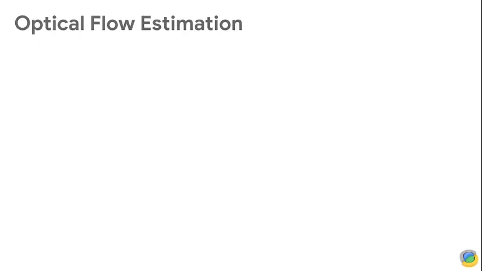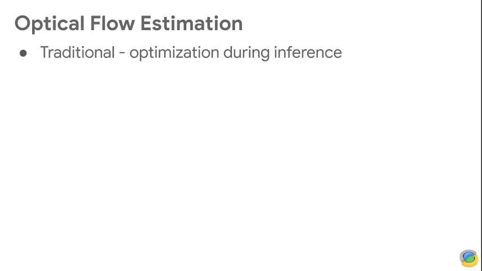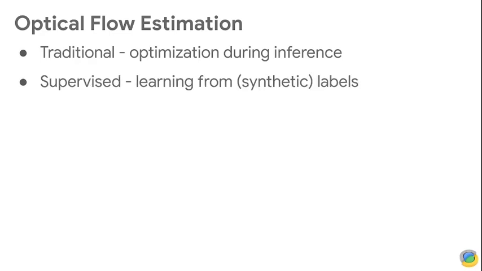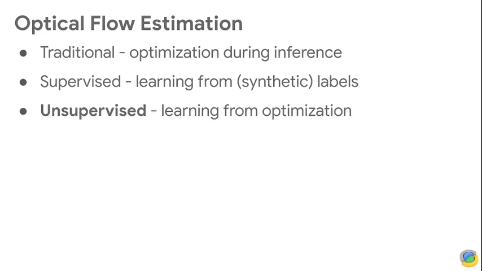There are different approaches to optical flow estimation. There are traditional approaches that perform optimization during inference. Those approaches typically try to match pixels that have similar RGB values and estimate a smooth flow field. Then there are supervised approaches, which learn usually from synthetic labels. And then there are unsupervised approaches, which are a hybrid of the two. They learn models similar to those used in supervised methods, but they train them not with labels, but optimizing objectives that are similar to those used in traditional methods.